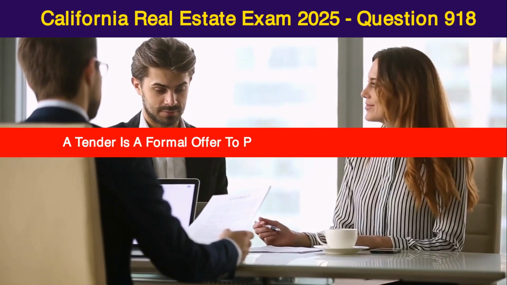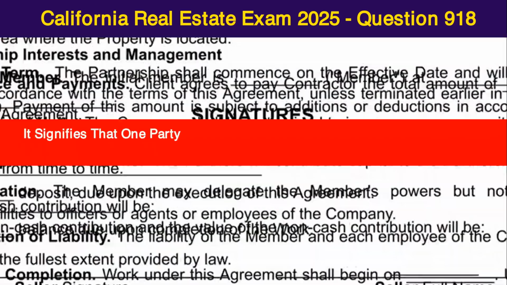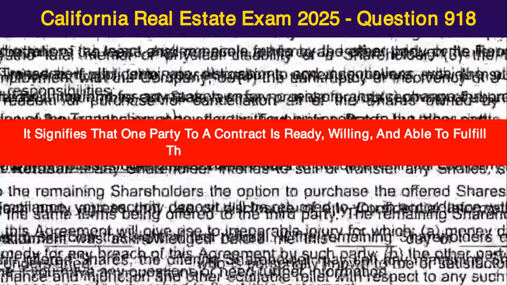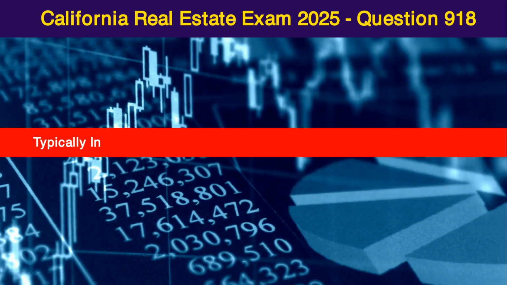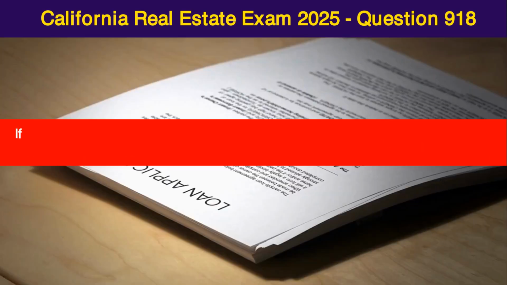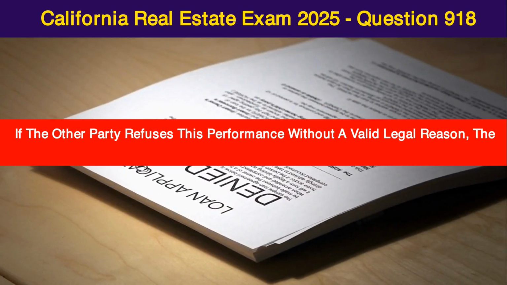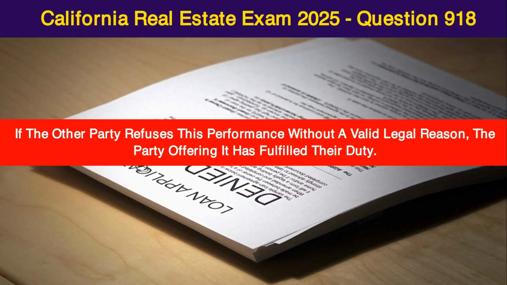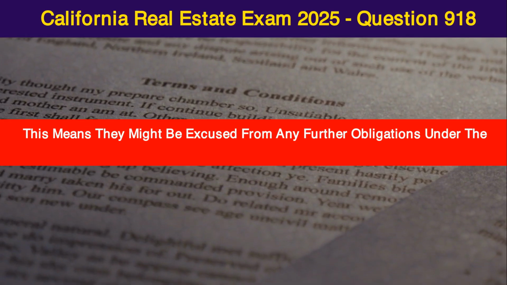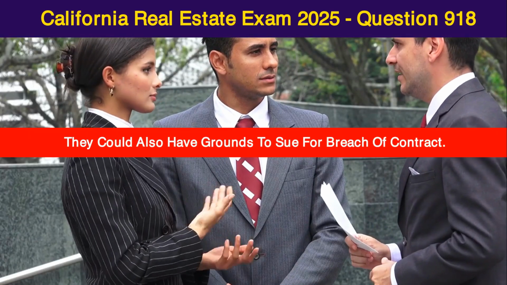A tender is a formal offer to perform a contractual obligation. It signifies that one party to a contract is ready, willing, and able to fulfill their side of the agreement, typically involving the offer of money or delivery of goods or services. If the other party refuses this performance without a valid legal reason, the party offering it has fulfilled their duty. This means they might be excused from any further obligations under the contract.